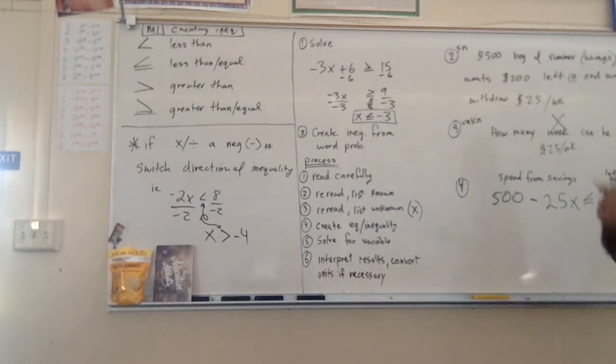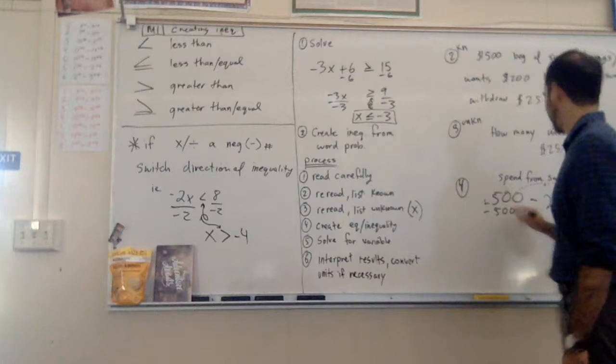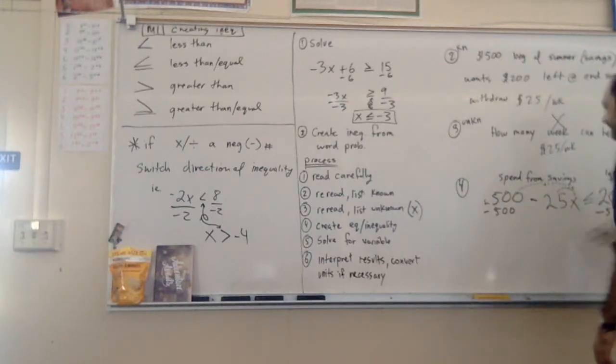Let's go with Jasmine. Just like an equation, this is a positive 500. Let's look at our chains. X is connected to the negative 25 by multiplication. It's connected to the 500 way over here, in a sense, by addition because it's a positive number. So let's break the chains. Perfect. We've got negative 25x is less than or equal to negative 300.